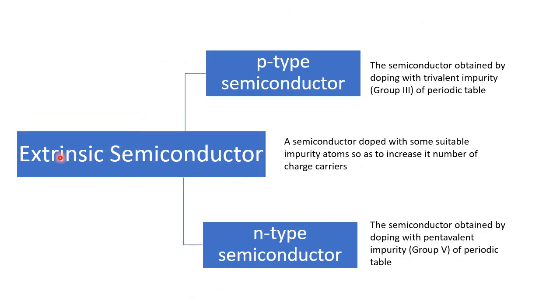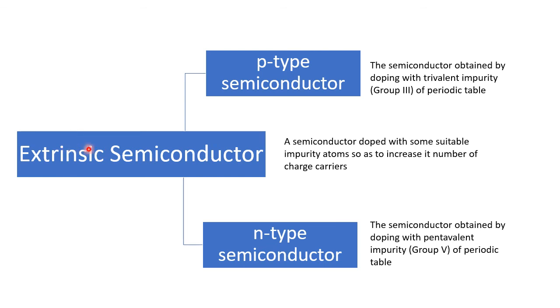Doping. I can classify my extrinsic semiconductors into two categories. One is your p-type semiconductor. So what is a p-type semiconductor? It is the semiconductor obtained by doping with trivalent impurity, that means the elements of group 3 of the periodic table. When you dope it with such kind of impurity, you will get a p-type semiconductor. Fine. Now, when you dope with a pentavalent impurity, that means the elements of group 5, you will get an n-type semiconductor.